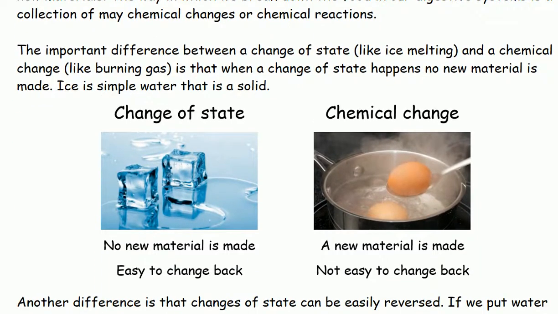The important difference between a change of state, like ice melting, and a chemical change, like burning gas, is that when a change of state happens, no new material is made. Ice is simply water that is a solid. Change of state, no new material is made, easy to change back. Chemical change, a new material is made, not easy to change back.